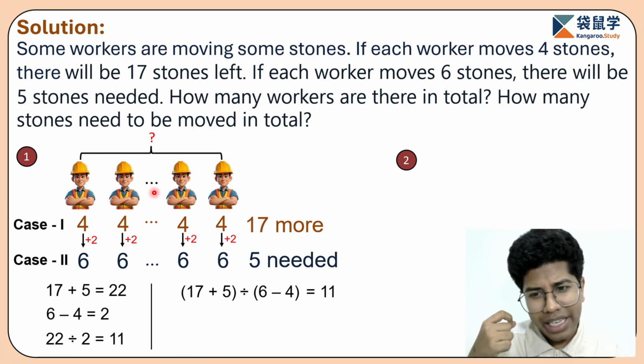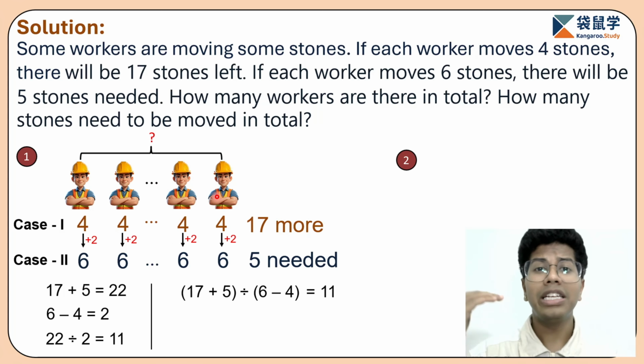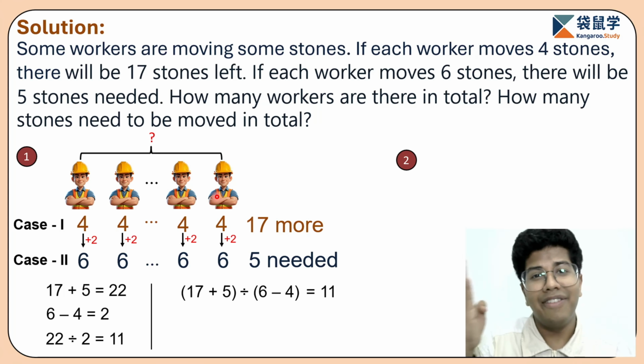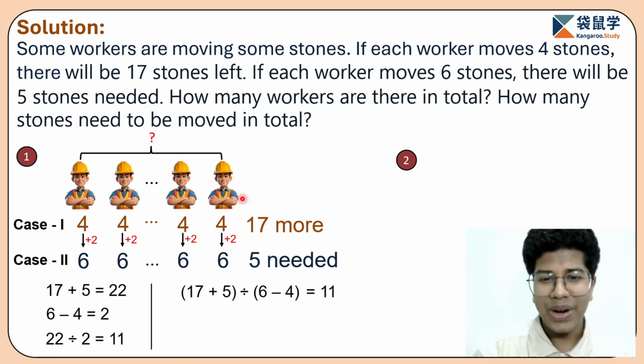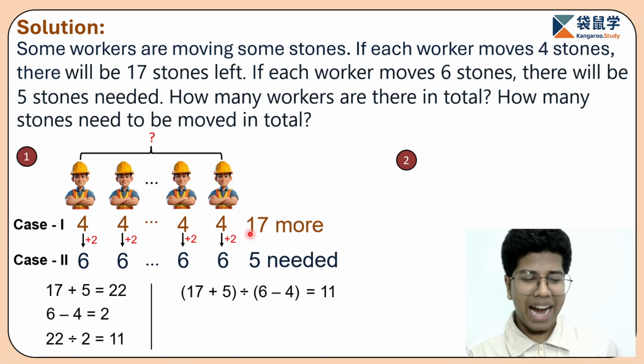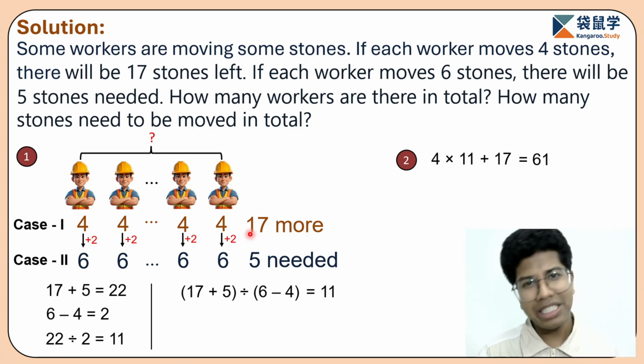Let's say if I use case 1, there are 11 workers, each one of them is moving 4 stones. So in total, the number of stones is 11 times 4. But don't forget the 17 stones that are left out. So we need to add this also. So it's 4 times 11 plus 17, which is nothing but 61.